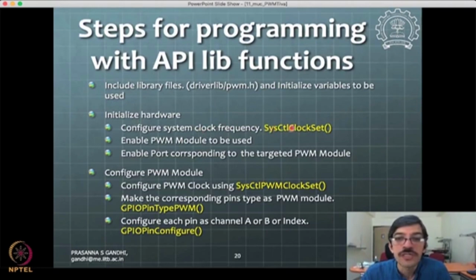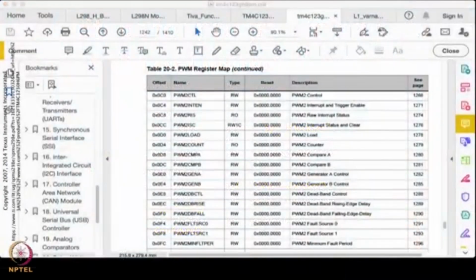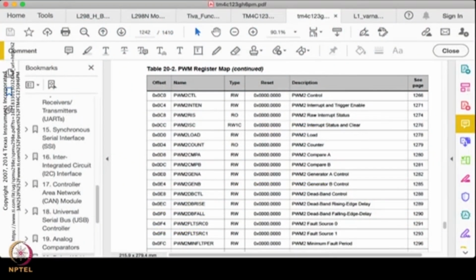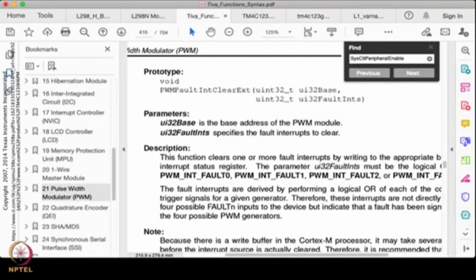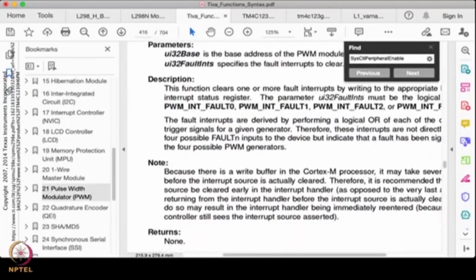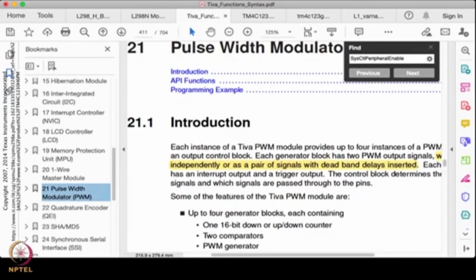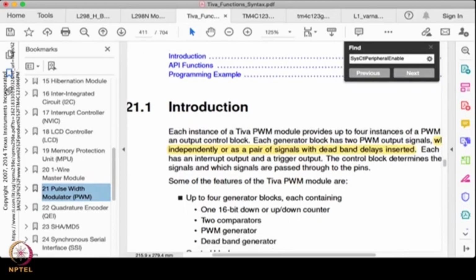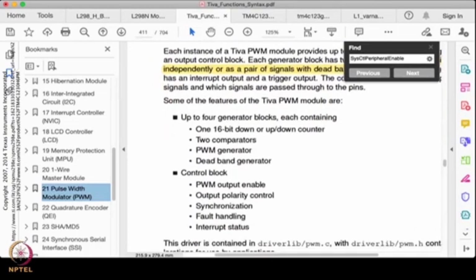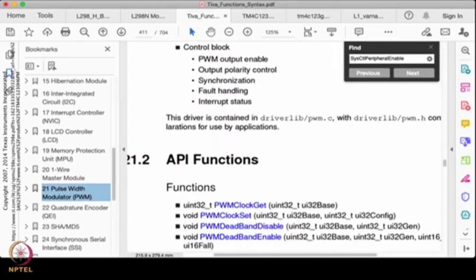So this function description is given in the other file that is given to you. All these functions are given, and their description is given. Maybe we'll see if we can figure out one of such files. Okay, so let's see, here the Tiva functions. Here I have this pulse width modulation. If you see this base, they have all API functions given, and a programming example also is given. So you can use that to get started with this.